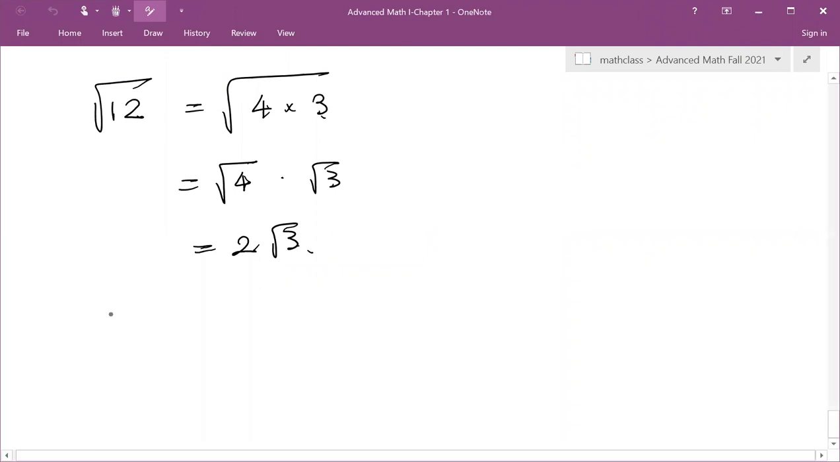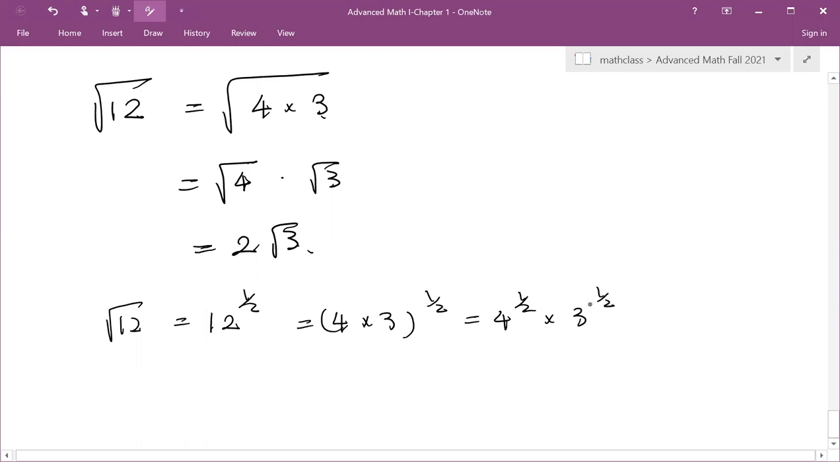All right. So square root 12 is just 12 to the 1/2. Now if you use this notation, it's 12 to the 1/2. And that would be 4 times 3 to the 1/2. And that will be 4 to the 1/2 times 3 to the 1/2. And 4 to the 1/2 is square root 4. So that's a different way to express it. And then you go back to the traditional notation. Okay, this is traditional notation.